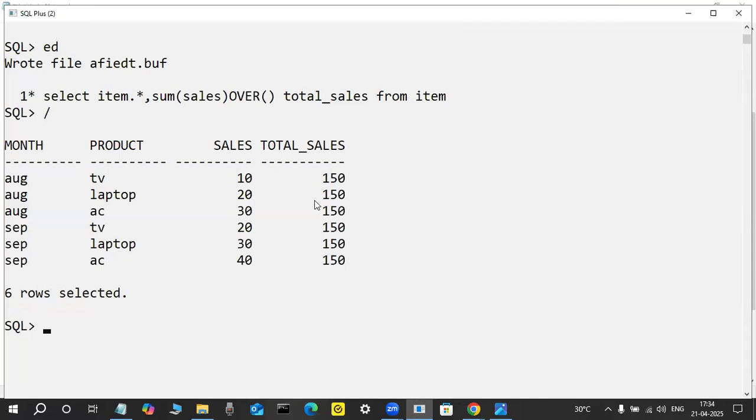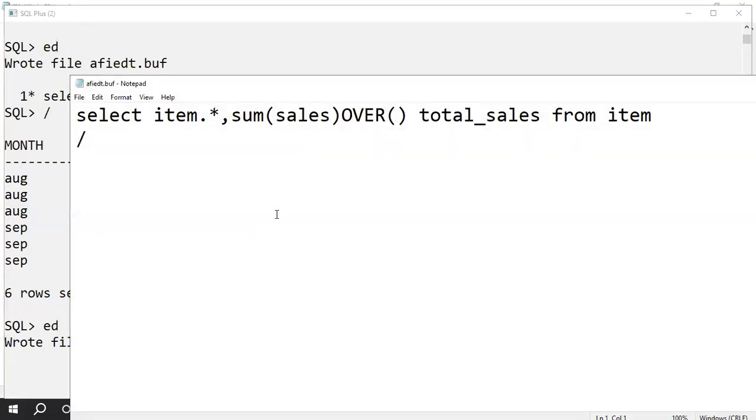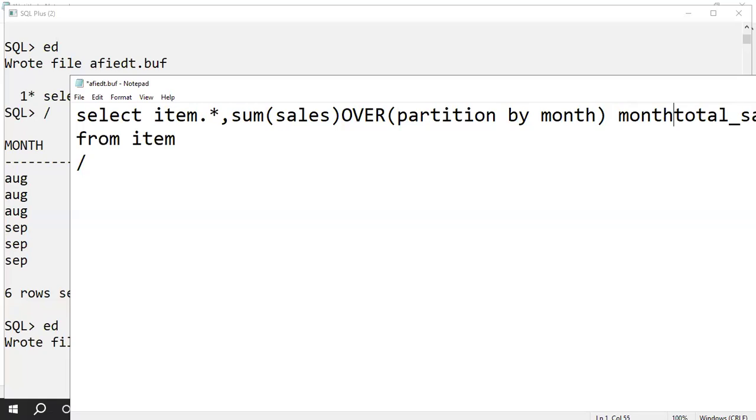Now check it out, 150 is the total. Some month's sales also I want. August month total sales I want, September month total sales I want. Just here, partition by, order by, and rows and range clauses are there. For example, observe here, I am writing partition by month. Each and every month's total sales, month-wise.